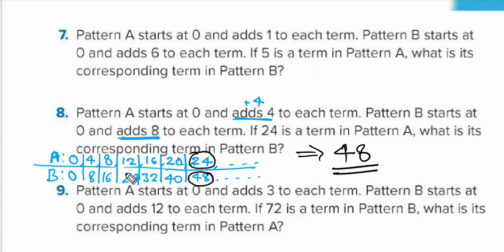Now if you look at the relationship, what is happening? 4 times 2, 8. 8 times 2, 16. 12 times 2, 24. 16 times 2. So that is the relationship. The relationship is pattern A term multiplied by 2 is pattern B term.